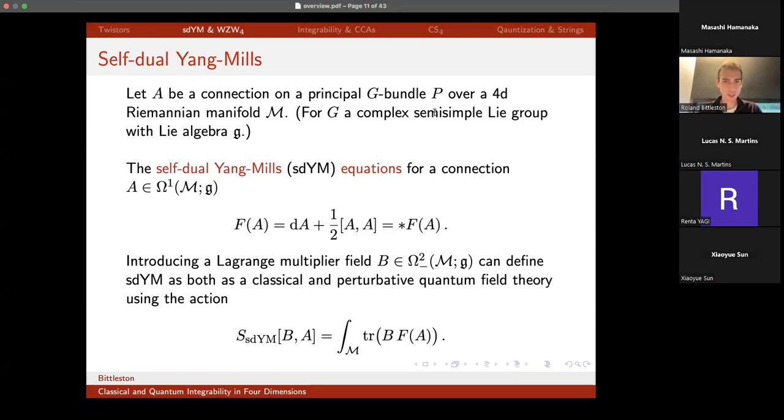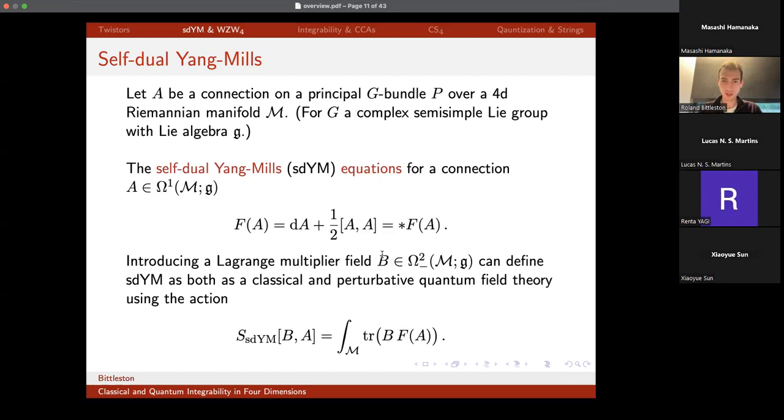I won't worry about them too much. So the self-dual Yang-Mills equations just tell us that the curvature of our connection is self-dual. And we can write down an action principle for this equation of motion to define it as a classical field theory, and ultimately, because we want to understand it as a quantum field theory. To do that, we just introduce a Lagrange multiplier field, and impose self-duality of F with that Lagrange multiplier.